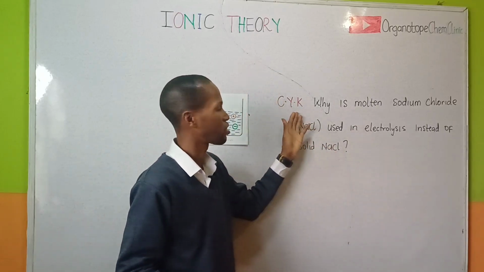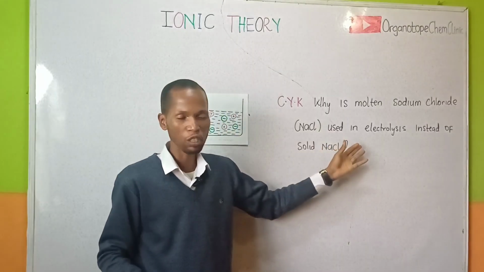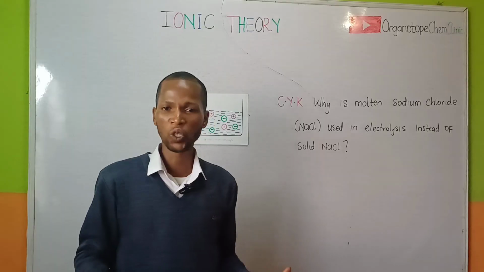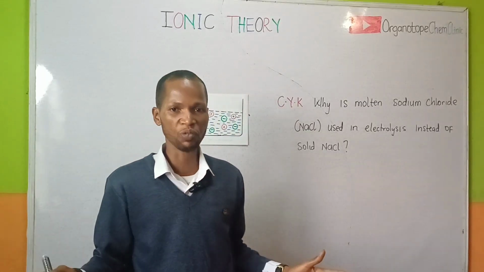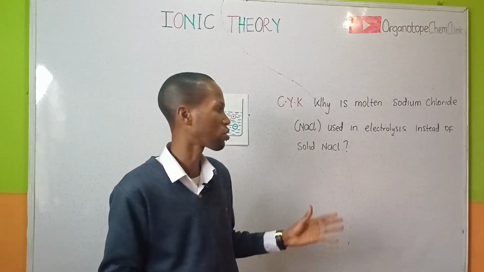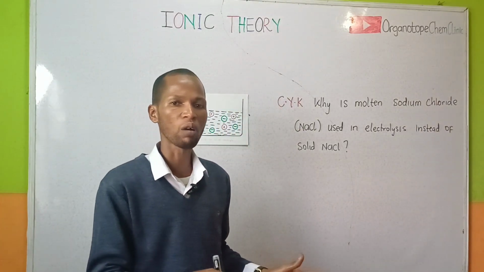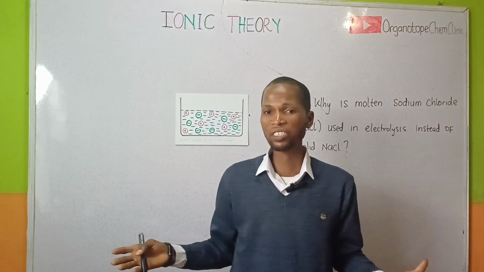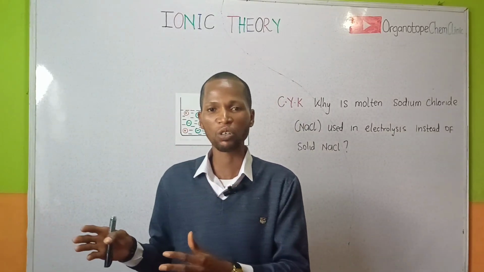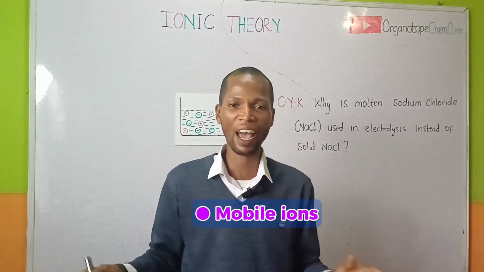Moving on, can we attempt the CYK question right here? Check your knowledge. Why is molten sodium chloride used in electrolysis instead of solid sodium chloride? Note that in the solid state, ions are not free to move. Therefore, we subject solid sodium chloride to high thermal energy of about 801 degrees Celsius so as to melt it to form molten sodium chloride. In molten sodium chloride, the ions are mobile and can easily migrate to the electrode during electrolysis. And this implies that electrolysis needs mobile ions.